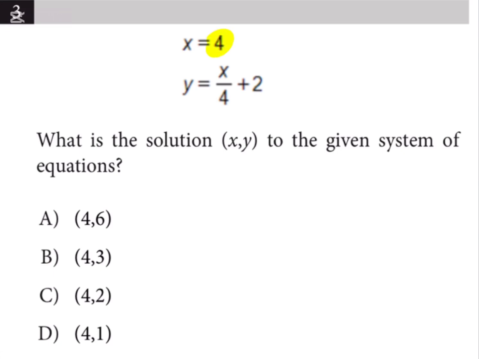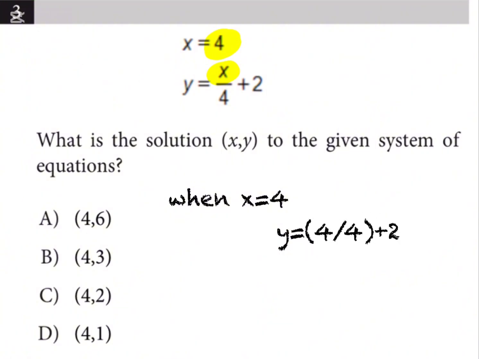The first equation tells us that x equals 4 regardless of y. We can directly substitute x equals 4 into the second equation. This substitution allows us to solve for y with ease and gives us the x-y pair that satisfies both equations.